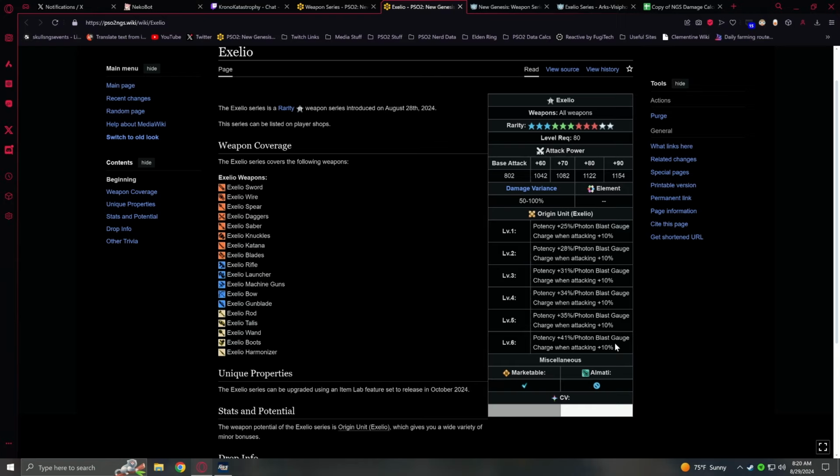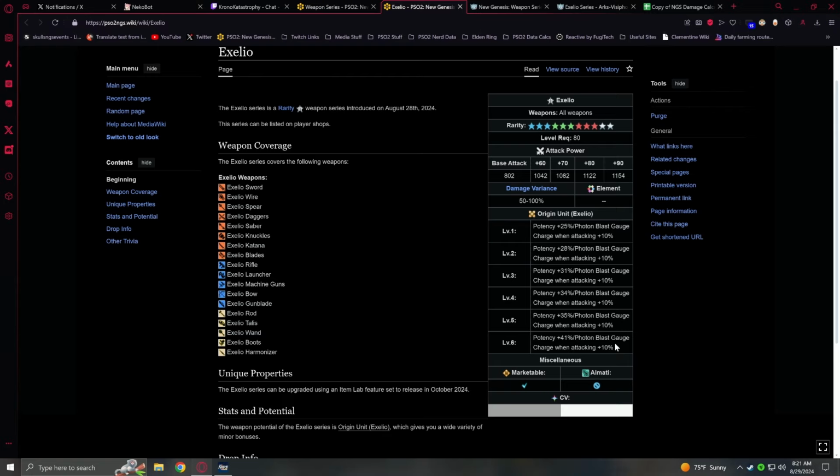And a lot of people like to see, oh my God, photon blast charge gauge, it's increasing damage. Not necessarily. You can't attribute a percentage of damage to that, but technically speaking, if neither of those situations happen, nothing effectively has actually changed.